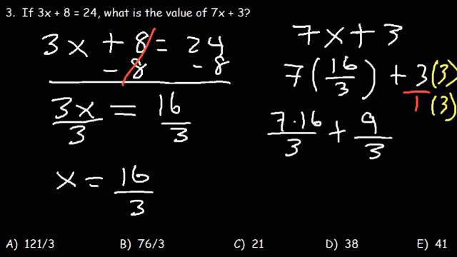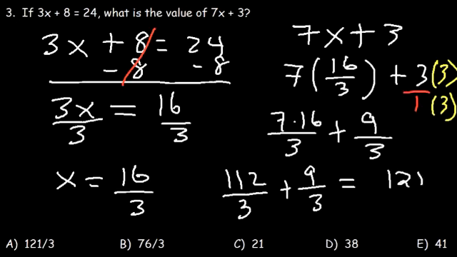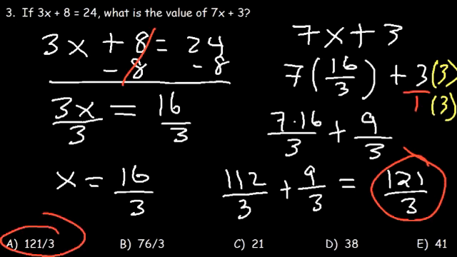Now we need to know what 7 times 16 is. 7 times 16 is 112. So we have 112 over 3 plus 9 over 3. And if we add those two, 112 plus 9 is 121 divided by 3. So we can see that answer choice A is the right answer for this problem.